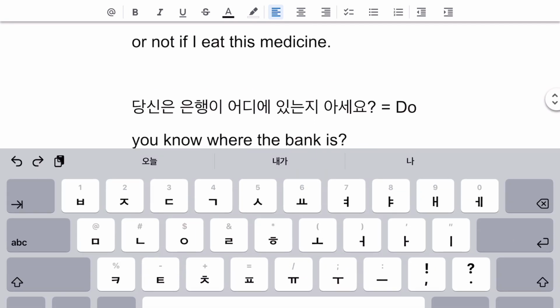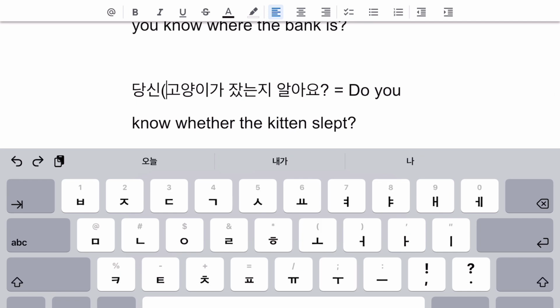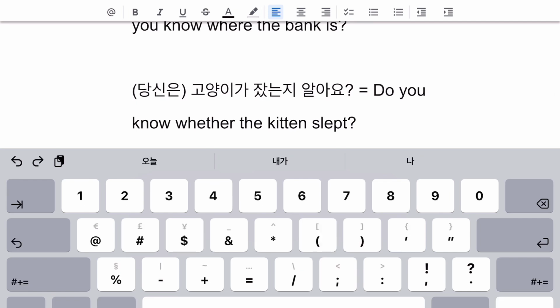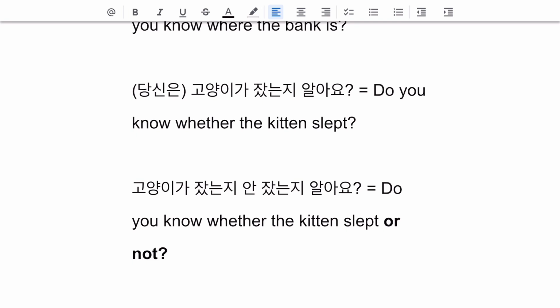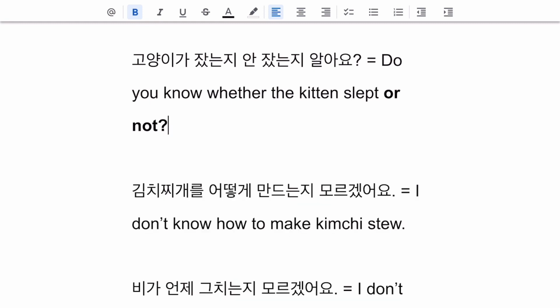So in these types of sentences, like we just said with the last one, 당신 would be our topic. That's getting the un. And then whatever thing we're asking about usually has the subject particle, 이 or ga, attached to it. And then this next one is just the same as the last, but I added the negative form. So 고양이가 잤는지 안 잤는지 알아요? Do you know whether the kitten slept or not? So it gives more of that "or not" in there when we add that.